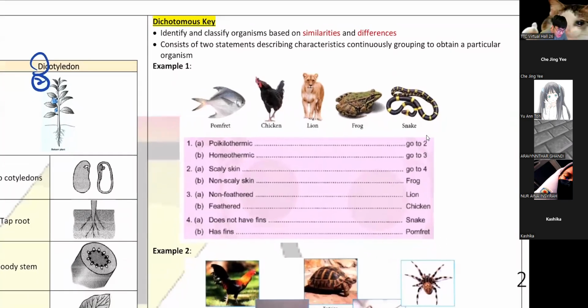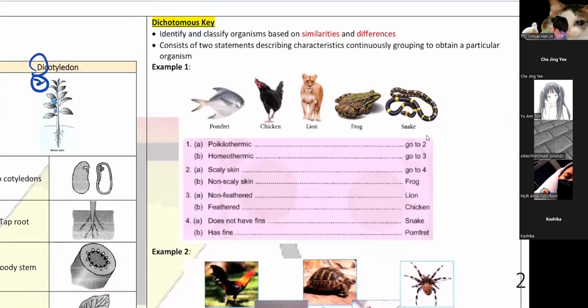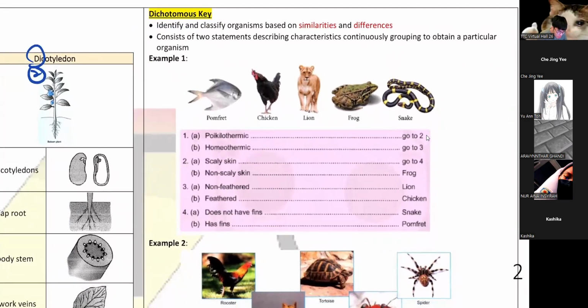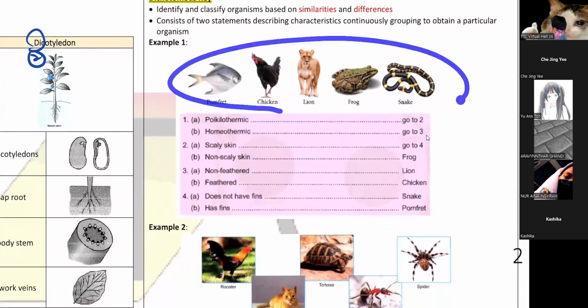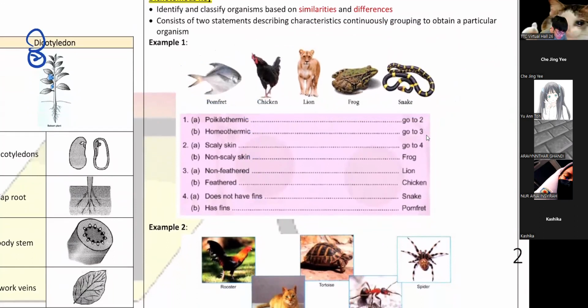All right. So what is dichotomous key? This is your kunci dichotomy. This is how we classify a few organisms by asking questions. Okay. Like you see, now I give you 5 organisms. How do you classify them? Number 1, you classify them into poikilotherm and homeotherm. Cold and warm-blooded. So cold will go to question number 2.